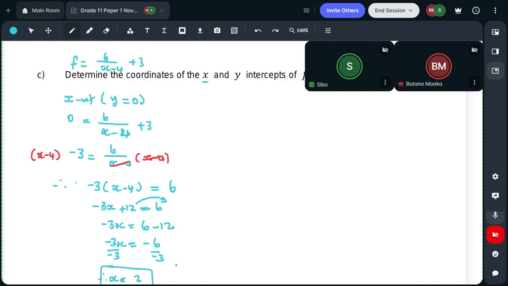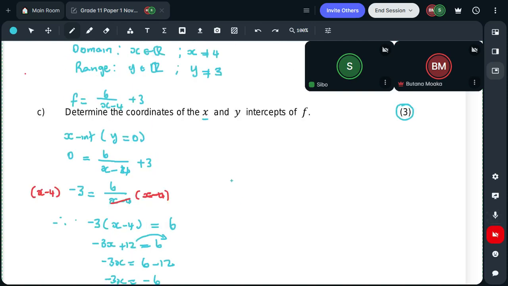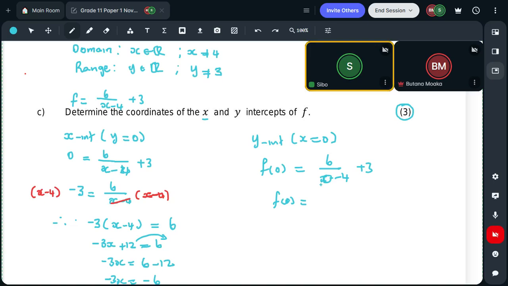We need to find the y. So for the y-intercept, we need x to be 0. So from the original equation, we need f at 0. This will be 6 over x, which is 0, minus 4. Then I'm adding 3. Therefore, f at 0, you just have to punch that on a calculator. What do you get? I'll work it out just now. Let me just write. Okay.